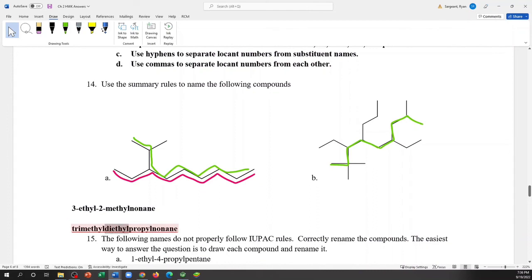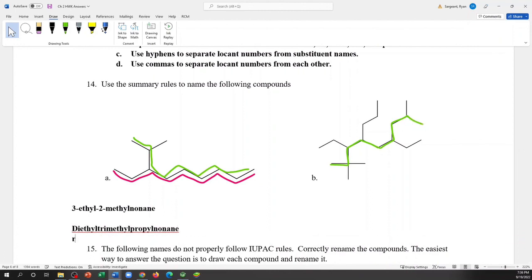So alphabetically, the E to M to P is the correct alphabetic order. Numbering this, if I start from the right-hand side, then my locants from the right occur at the 2 position, 4 position, 6 position. Sorry, starting from the right-hand side over here, I end up with something at the 2, and then something at the 4, and then something at the 6.